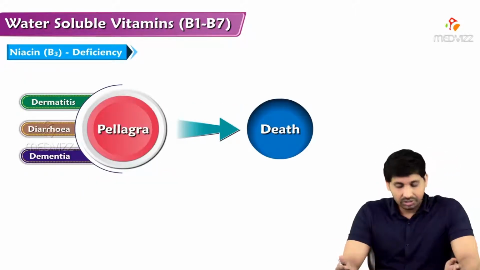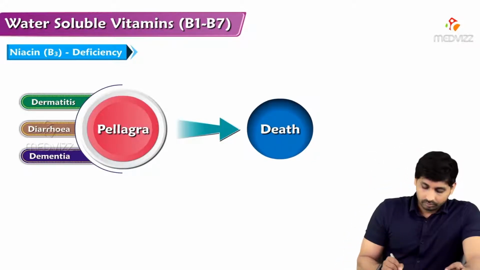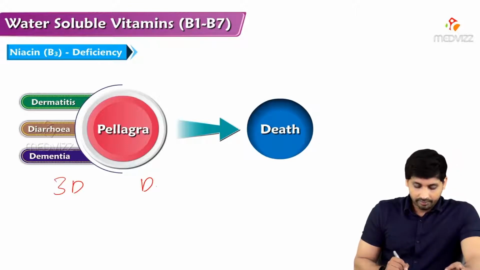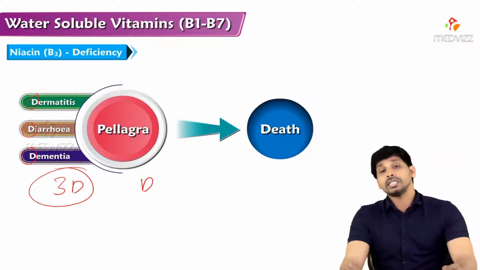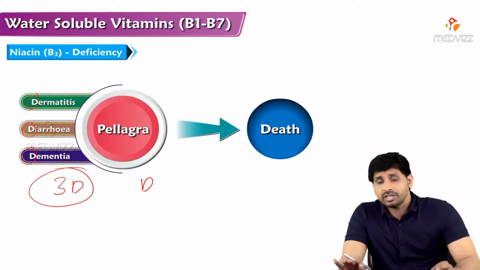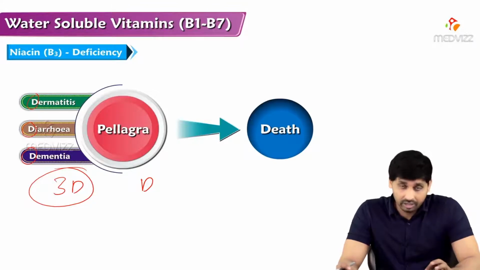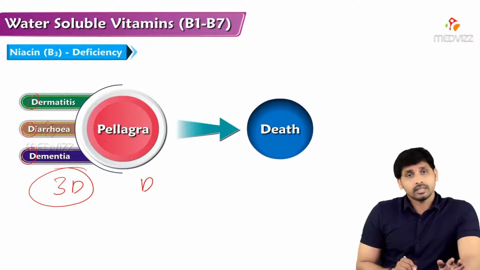Deficiency manifestations are characterized by 3D. What do we mean by 3D? Dermatitis starts with D, diarrhea starts with D, and dementia is also D. So niacin deficiency is characterized by 3D: dermatitis, diarrhea, dementia. There are skin problems, gastrointestinal problems, and neural problems. All these are involved in niacin deficiency, and this is called pellagra.